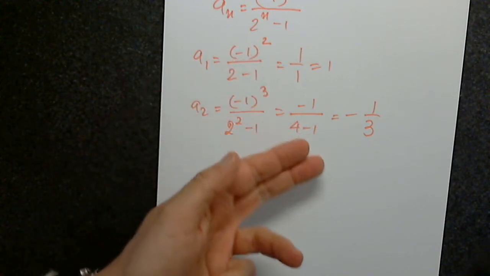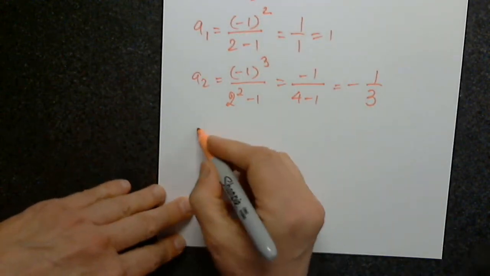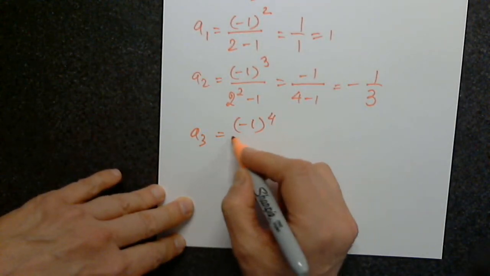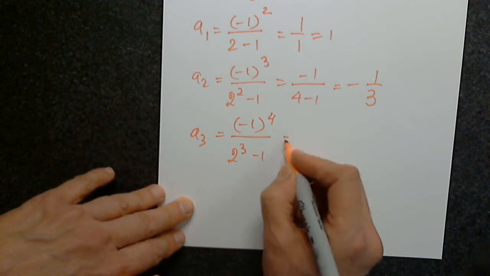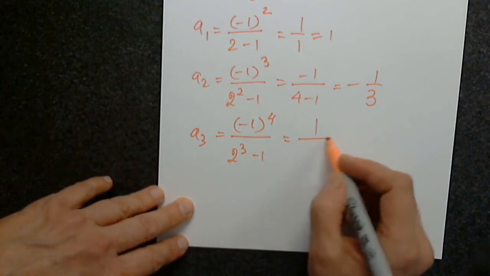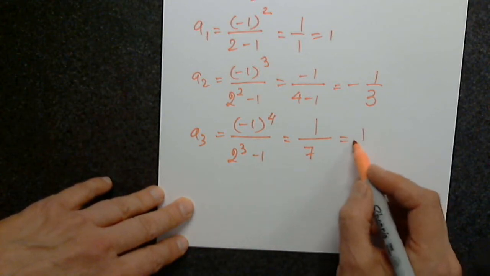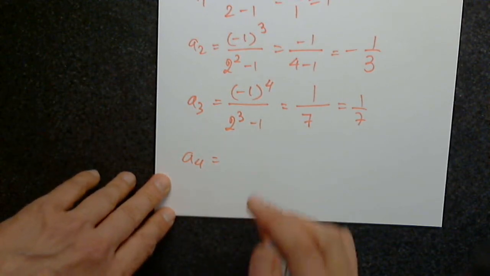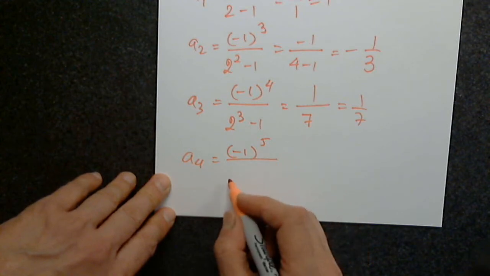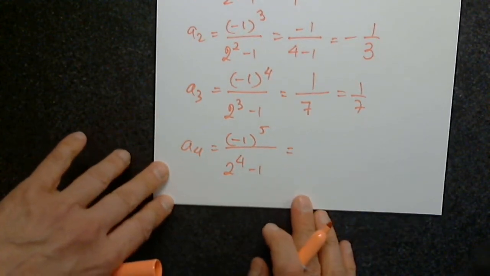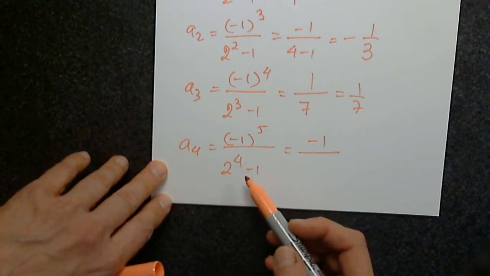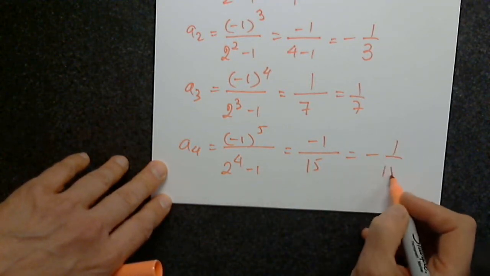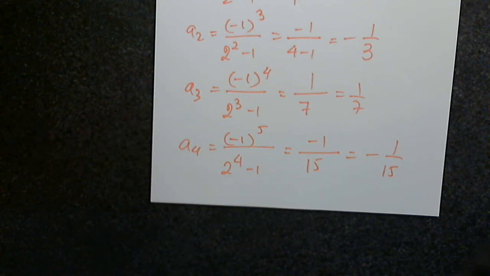As you see, the terms of this sequence are alternating. The first one was positive. The next one is negative. What do you think the third one would be? Positive. Yes. So (-1) to the 4th power over 2 to the 3rd minus 1. (-1) to the 4th power is 1. This is 8 minus 1, which is 7. So it's 1/7. And we can write the 4th term as (-1) to the 5th power over 2 to the 4th minus 1. The top is -1, and 2 to the 4th is 16, minus 1 is 15. So this is -1/15. So these are the first 4 terms of the sequence.